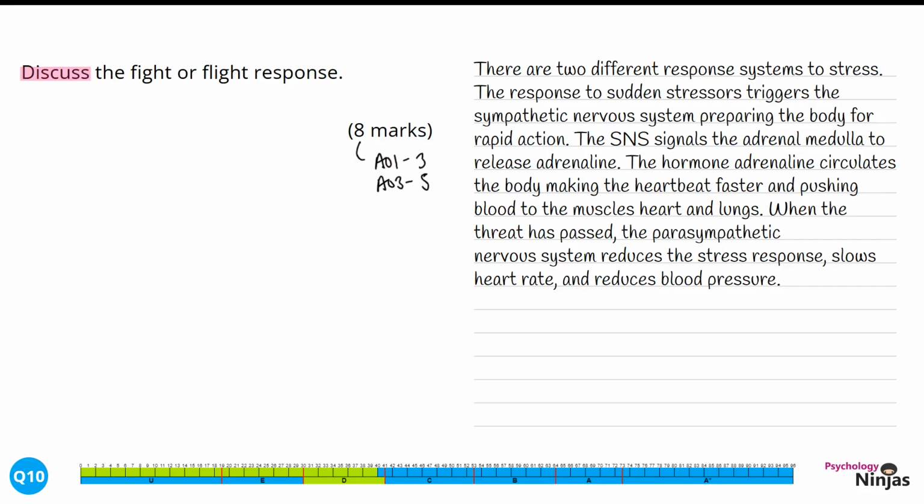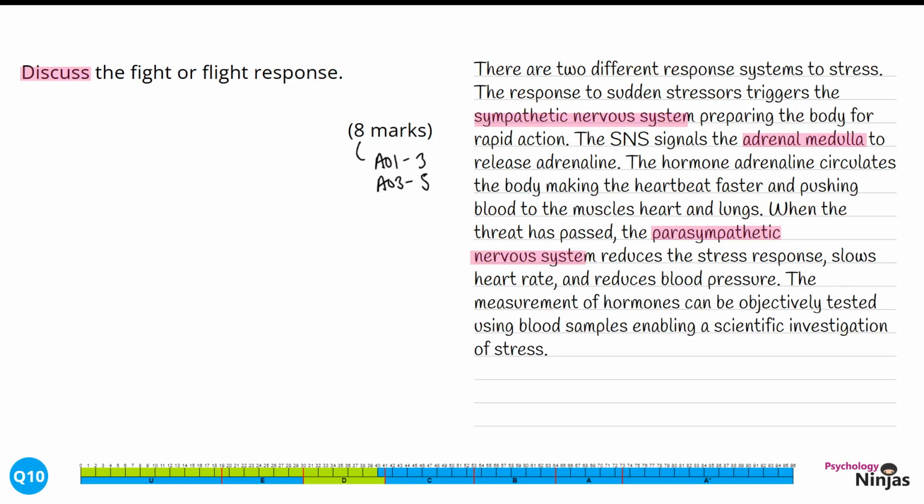When we're talking about sudden stressors, we want to think about SAM runs fast, that the sympathetic nervous system is activating or signalling the adrenal medulla in order to release adrenaline. We want to explain how adrenaline has an impact on the body. We've also talked about a return to homeostasis by explaining the role of the parasympathetic nervous system as well. So we've explained for our first part of our discuss command word, and now we're going to move into evaluation.